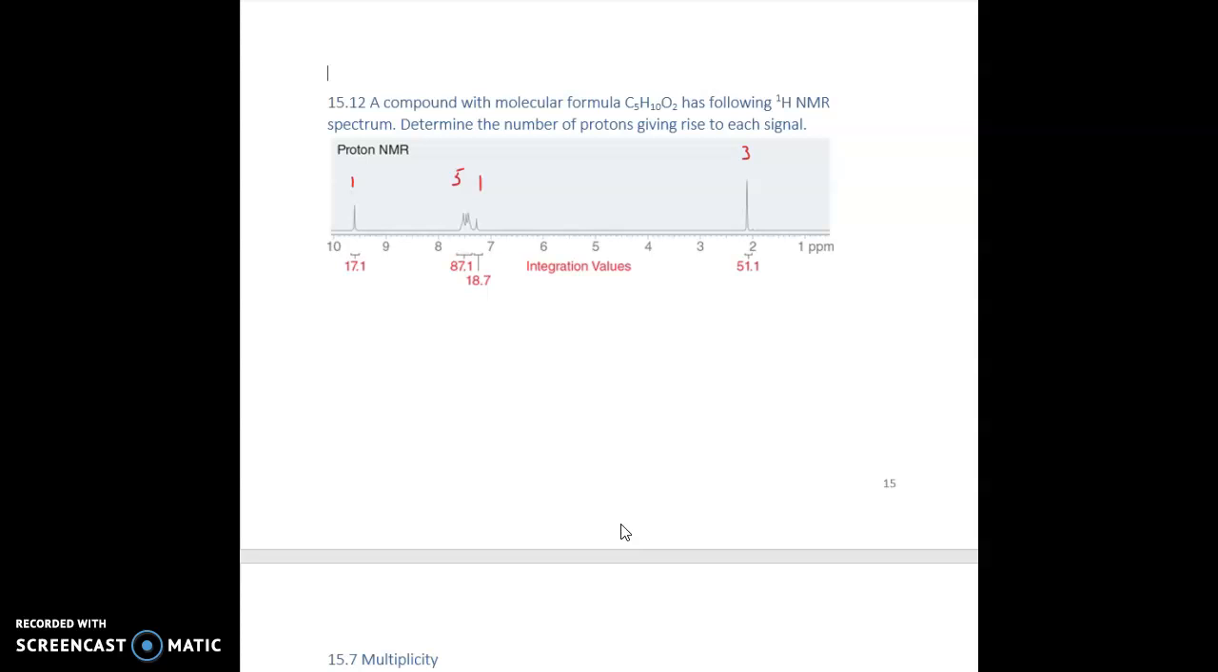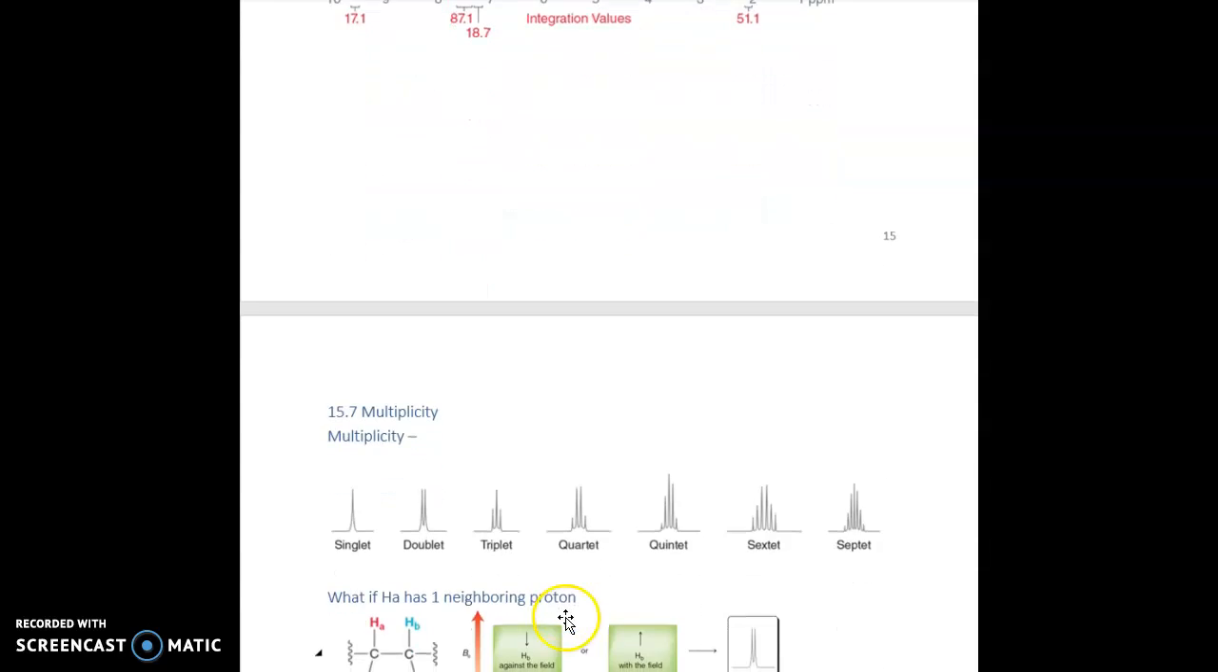What do you think these are? You think maybe we've got a ring that has something off of it, and these are the 5 hydrogens of that peak that are de-shielded by being in that ring. The next thing we'll be talking about is multiplicity.